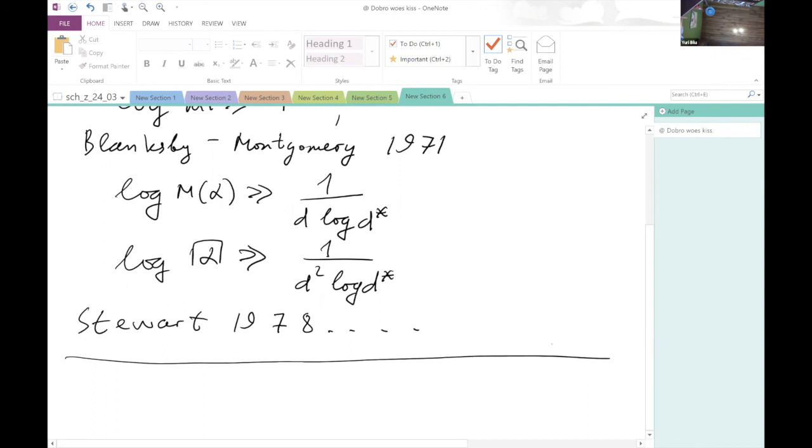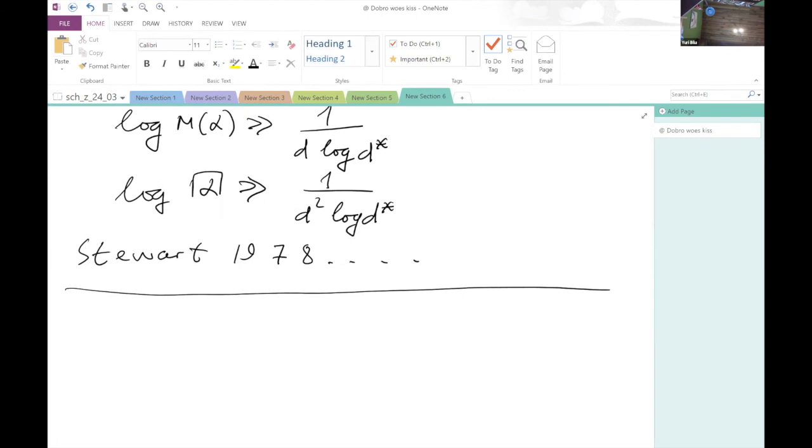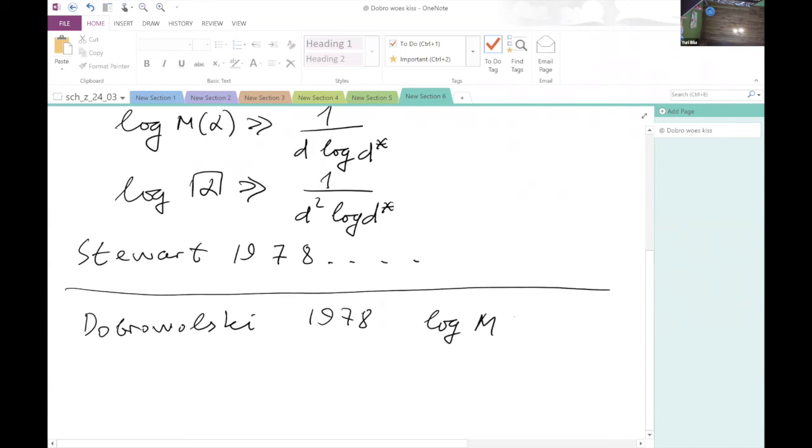But then came Dobrovolsky with his wonderful idea. He actually published two articles on the topic. He published one article in 1978 in some very obscure Polish journal. And in that article, he proved for Mahler's measure an estimate which was stronger than anything known before.